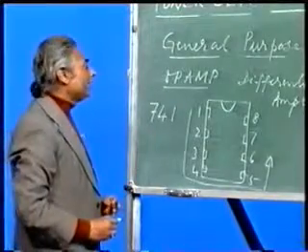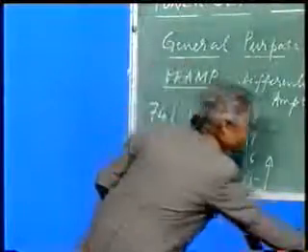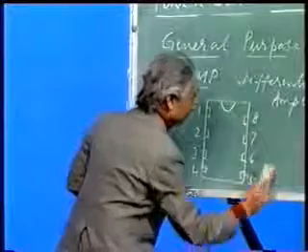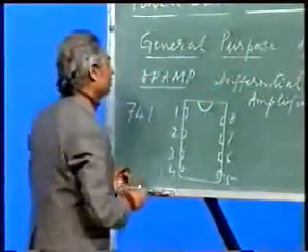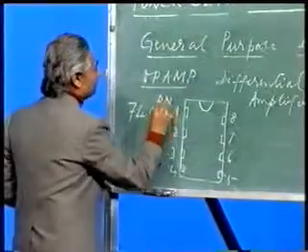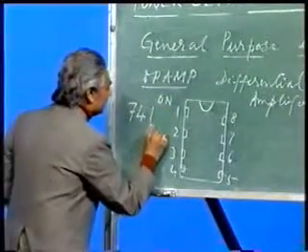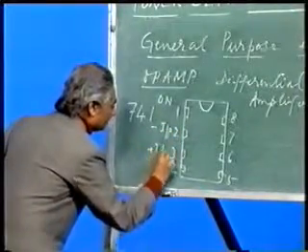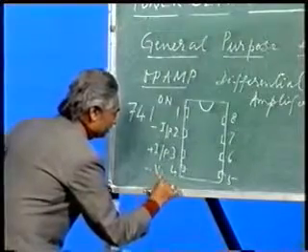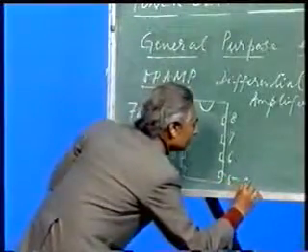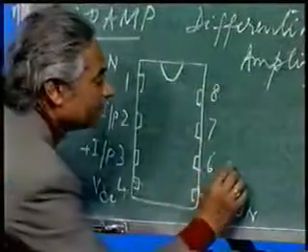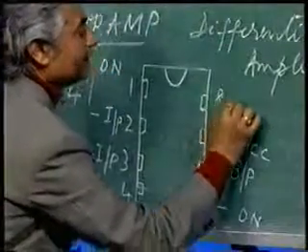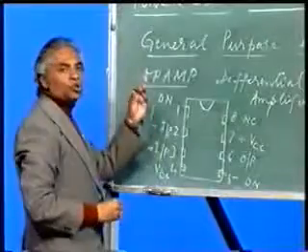In case of 741 we have it like this. Pin 1 is ON, which stands for offset null, this is the negative input, this is the positive input, this is minus VCC, this is again offset null, this is the output, this is positive VCC, and this is NC. NC stands for no connection.